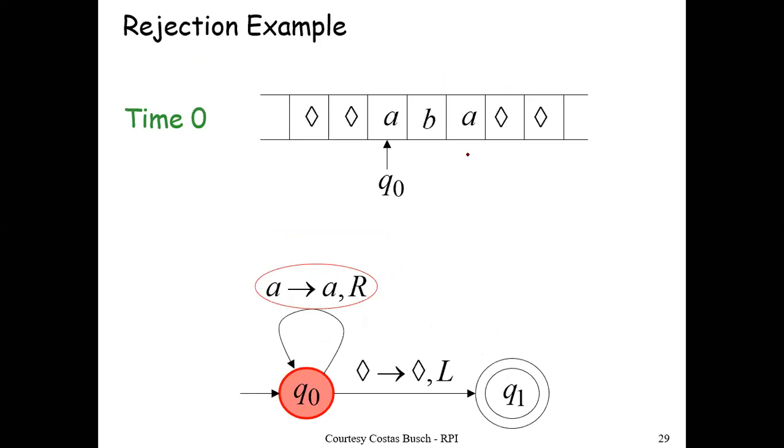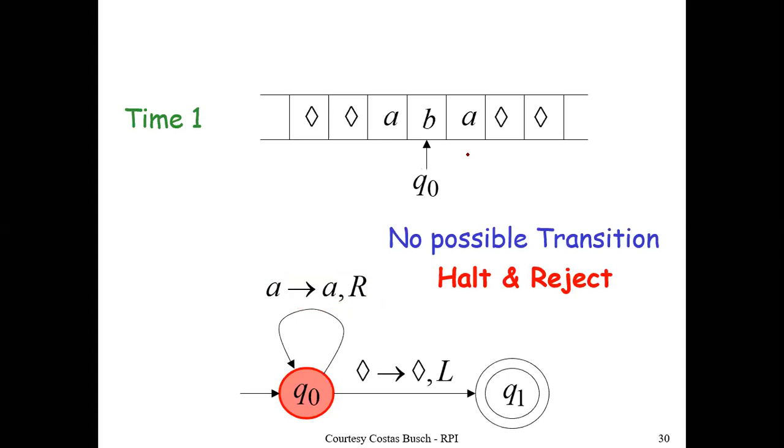Another example. At time 0, you have a machine: read A, write A, move right. But there is no transition for the input B. Where there is no transition, it means you are halting, but halting in a state which is not final. It means this will be rejected. This is also a rejection criterion.